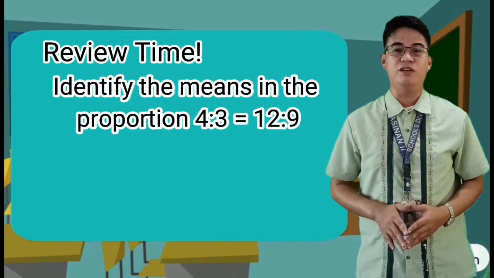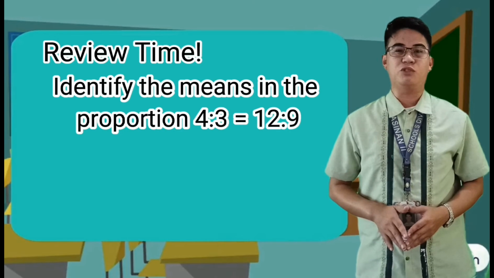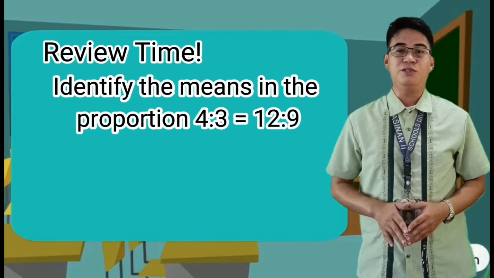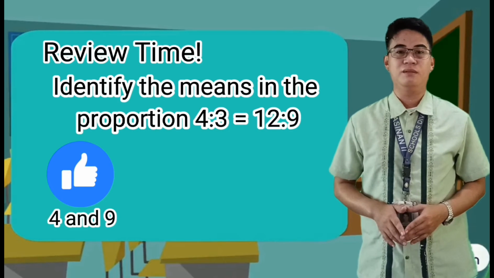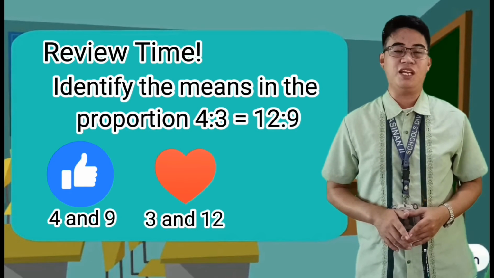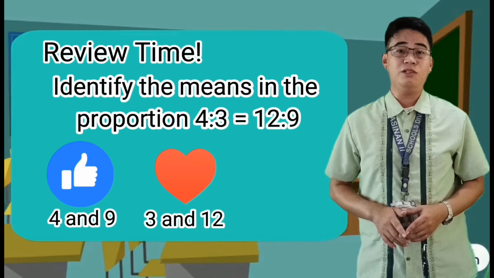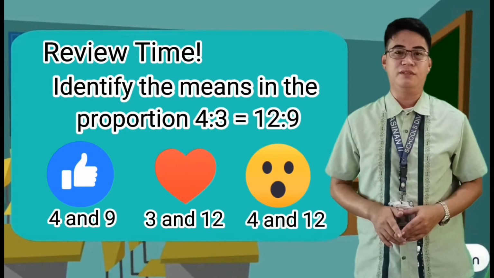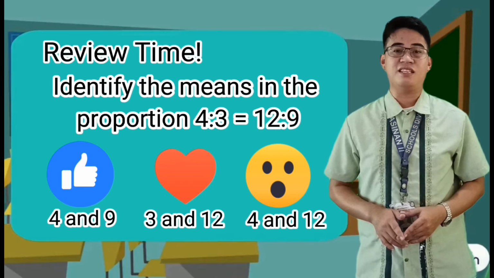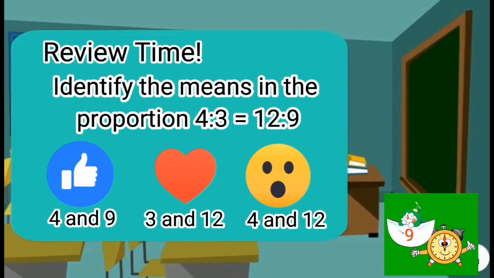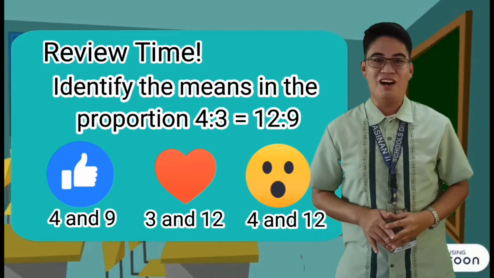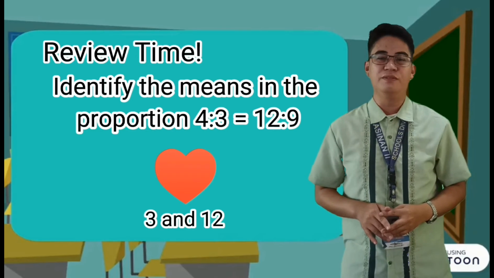Identify the means in the proportion 4:3 is equal to 12:9. Will you choose like for 4 and 9? Or will you choose heart for 3 and 12? Or will you choose wow for 4 and 12? Your 10 seconds starts now. If you choose heart and your answer is 3 and 12, you are great!